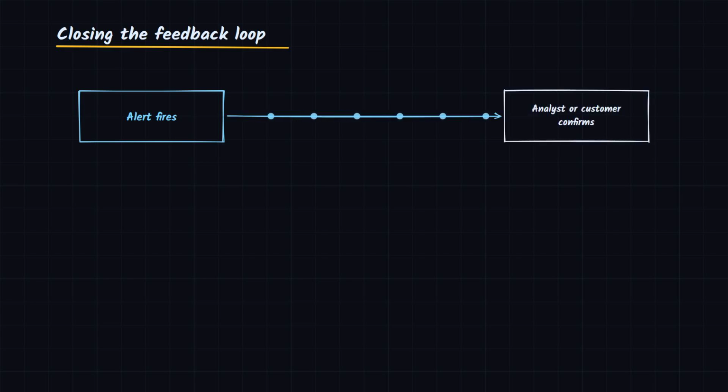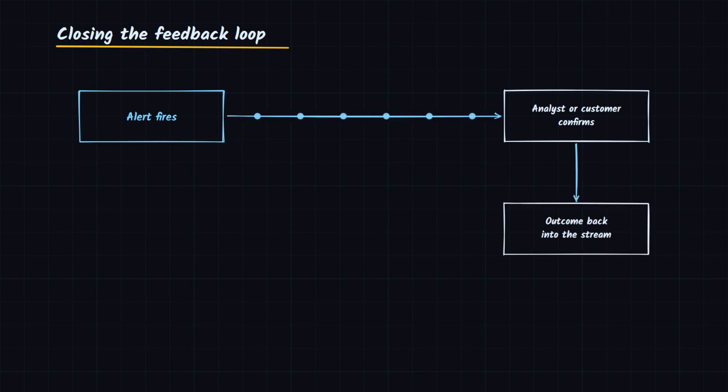Which brings us to the thing that turns this from a project into a system that gets better. Every alert eventually gets an answer. An analyst confirms it was fraud, or the customer phones and says, "No, that was me, I was on holiday." That outcome is the most valuable data your organization produces about this problem, and in most banks it dies in a ticketing system. Feed it back, route confirmed outcomes into the same stream, and now your rules have ground truth.